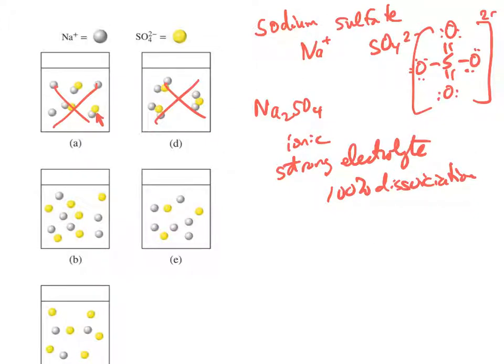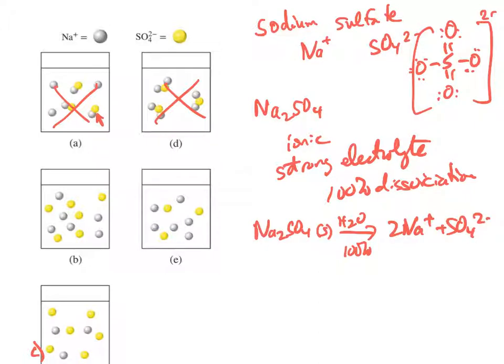So now the question becomes B, C, or E. Well, how are we going to go about solving that? Well, when we put sodium sulfate into water, it's going to 100% dissociate to make 2 sodium ions and a sulfate ion. So you've got this 2-to-1 ratio. And so we need to look at the ratio of the different spheres, which represent the different ions, and find one that's 2 sodiums to 1 sulfate.